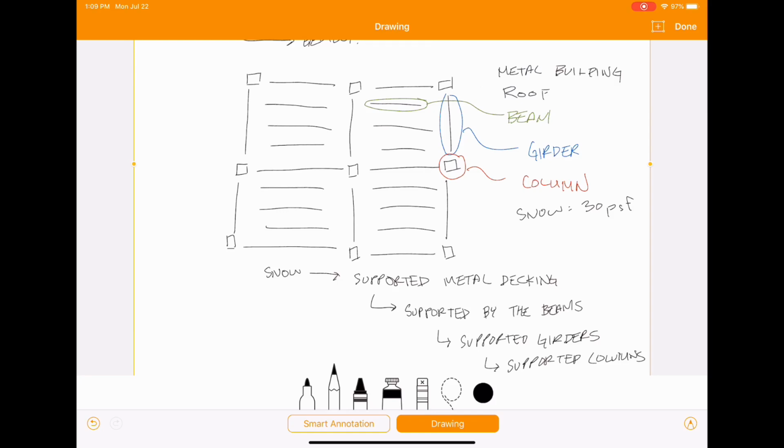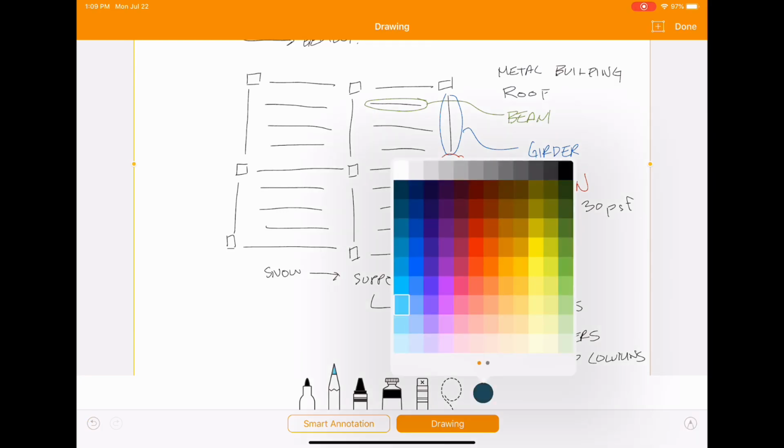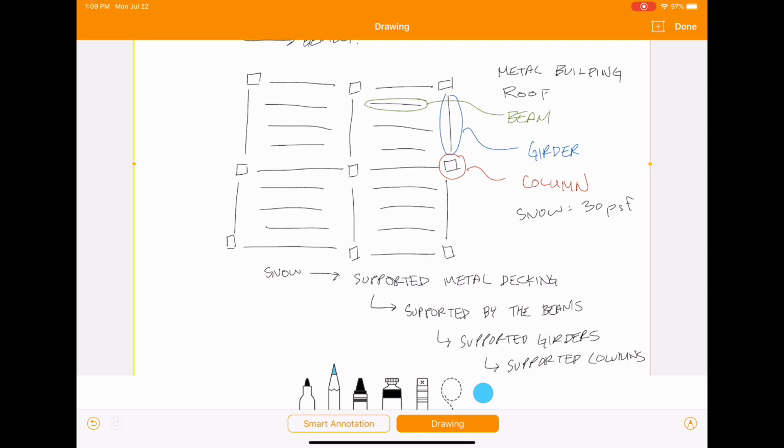So if we come back up here, you can see that the metal deck sits on the beams. The beams then get framed into the girders. So the girders are supporting the beams. And then the girders are then supported by the columns. And the column load goes straight down into the page, into the footings, and then into the ground, where the load then is dispersed, it dissipates.